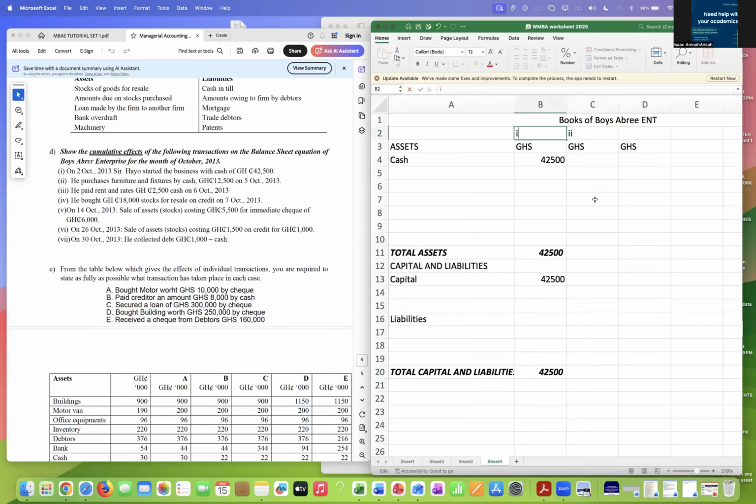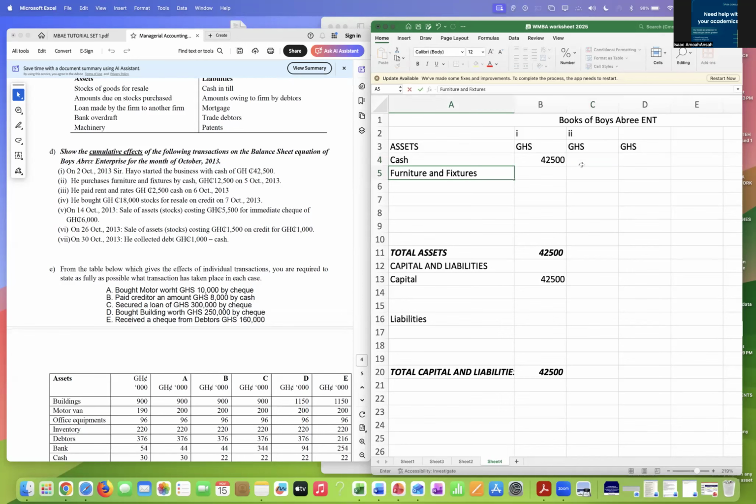He purchases furniture and fixtures by cash, 12,500 cedis on October 5th, 2013.